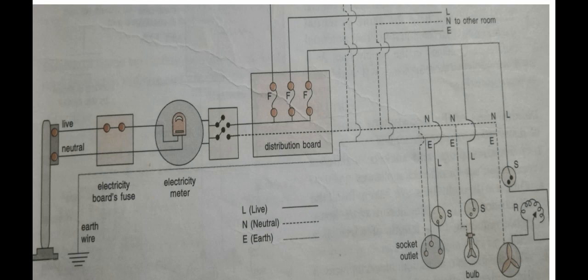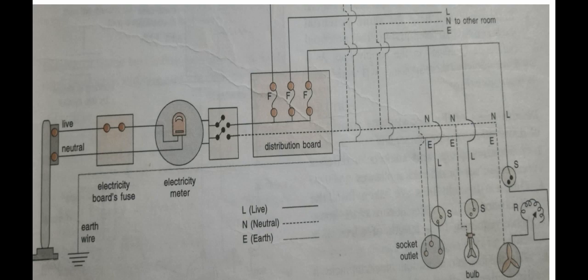So here you can see a pole. From the pole, two wires are coming: one is a live wire and the other a neutral wire. After these two wires, we have a distribution box. Then we have a meter. From the meter, we have a fuse, as you can see here. After this is the main fuse, and after the main fuse we have a distribution board.